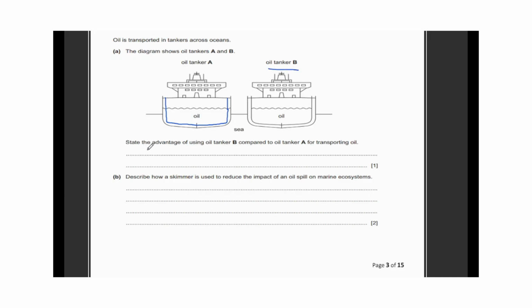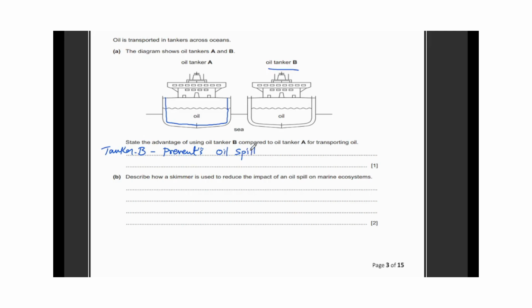So the advantage of B: tanker B prevents oil spill. That's what it is, double hulled.